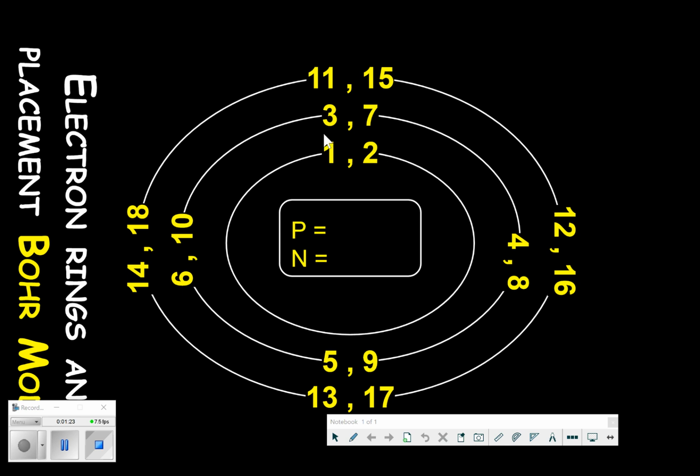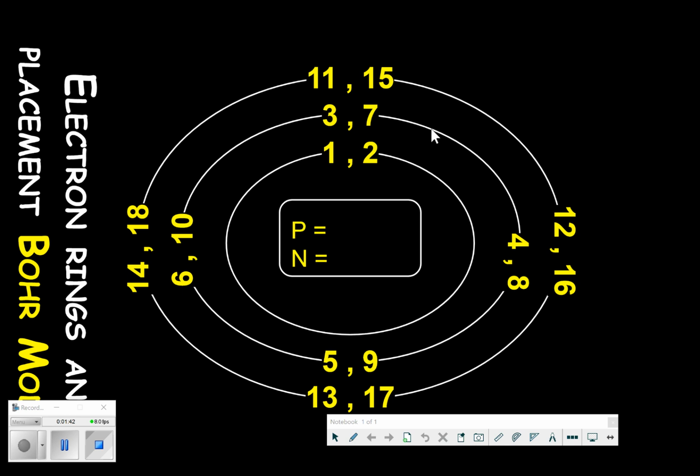Okay, so I want you to think of these as buses. This first shell is bus number 1. Bus number 1 has one double seat in it. In that double seat, electron number 1 sits here and electron number 2 sits here.